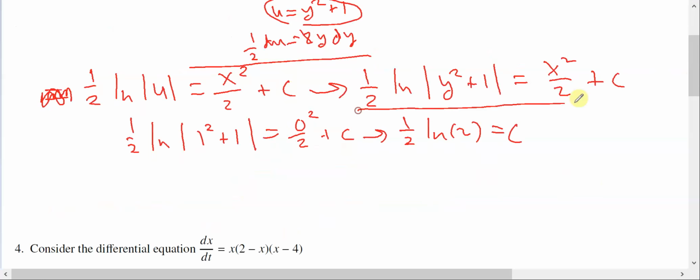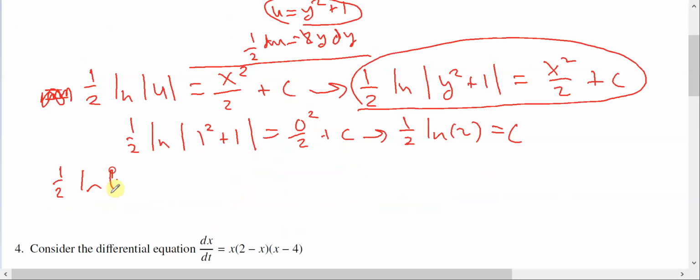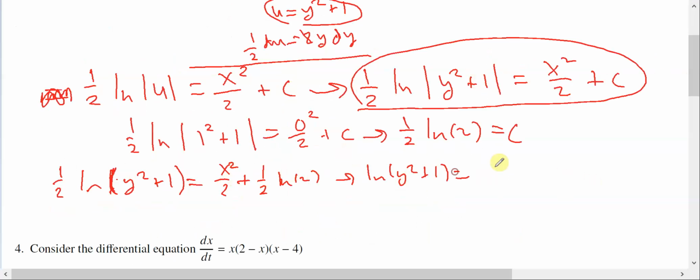So I'll plug back in here. I get 1/2 natural log absolute. The absolute value is unnecessary now because this is obviously positive. y squared plus 1 equals x squared over 2 plus 1/2 natural log of 2. I can multiply through by 2. It'll clear out all my halves. So this will give me natural log of y squared plus 1 equals x squared plus natural log of 2. And then I'll take e of both sides, giving me y squared plus 1 equals e to the x squared plus natural log of 2.